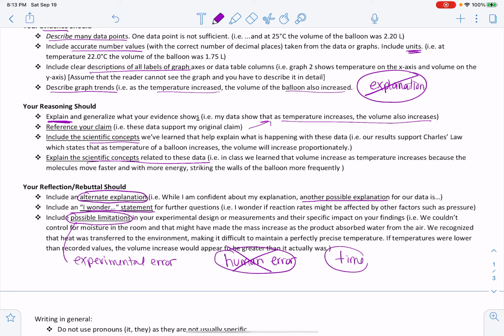is never a limitation. You have enough time in these labs. We've done them for years, and we know how long it takes to do them, and if you didn't finish, maybe you weren't working as efficiently as you should have. So you need to maybe spend some time on your own getting that finished up. But if you put either of these two things, human error or time, as a limitation, I will stop reading immediately and you will do a rewrite because they're not part of science.